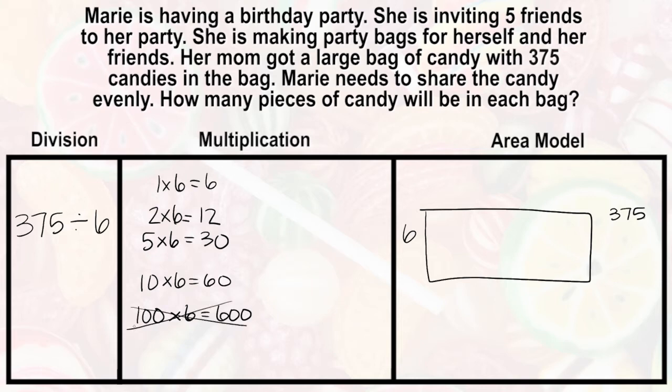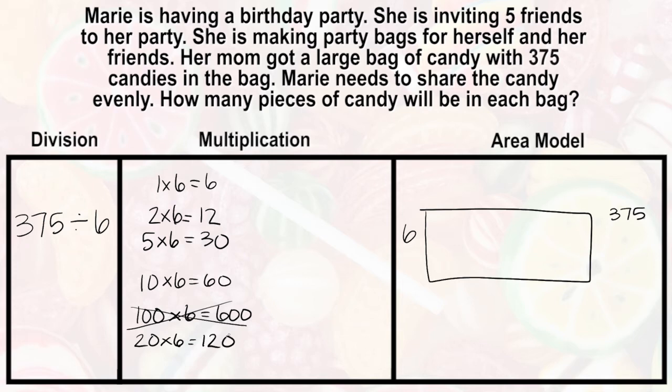But sharing 10 at a time is still going to take us a while. We can look at the numbers between 10 and 100. Let's look at some multiplication problems on our mat. We will be comparing our product to the dividend, or total pieces of candy that we have, 375. Let's double the 10 to get 20 times 6. 20 times 6 equals 120.